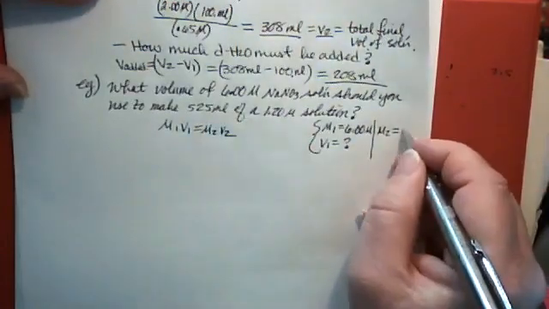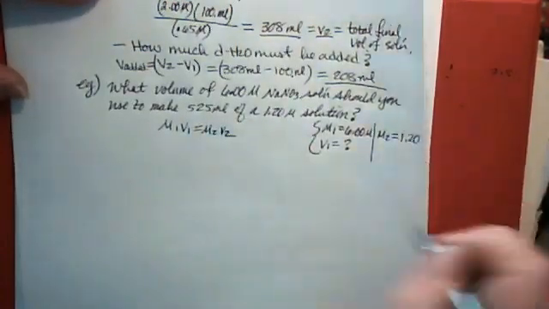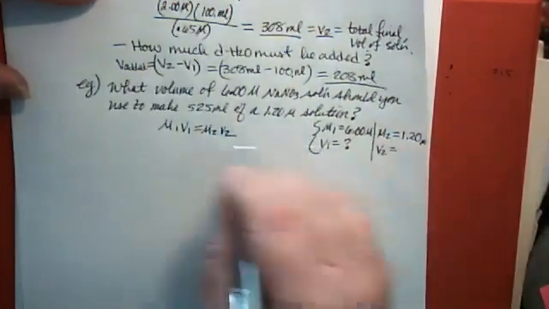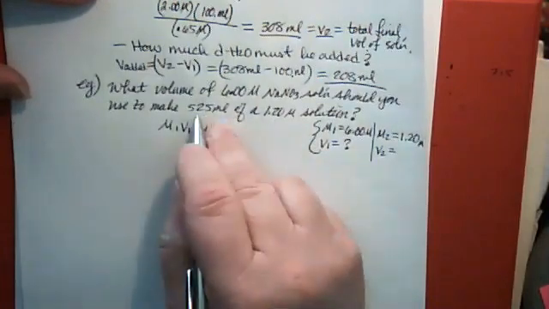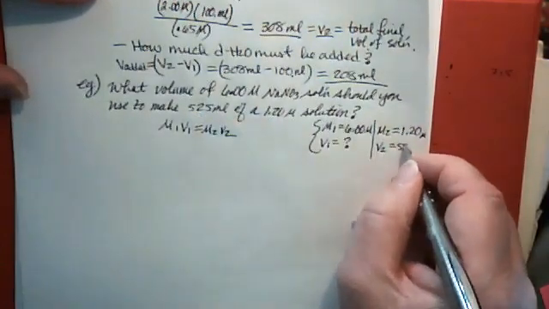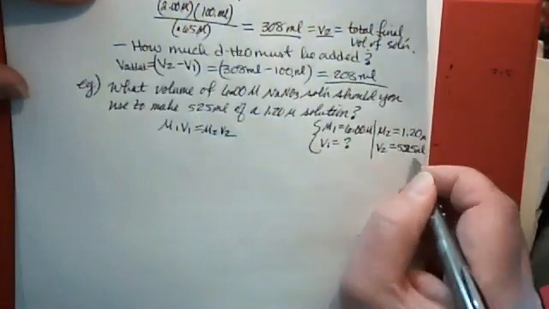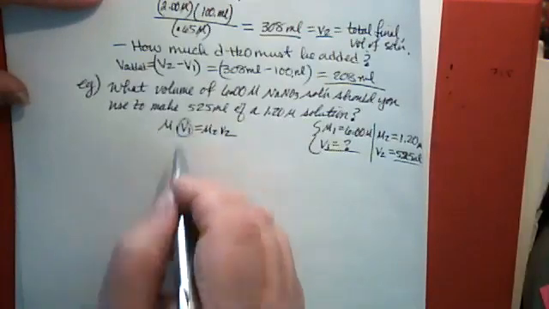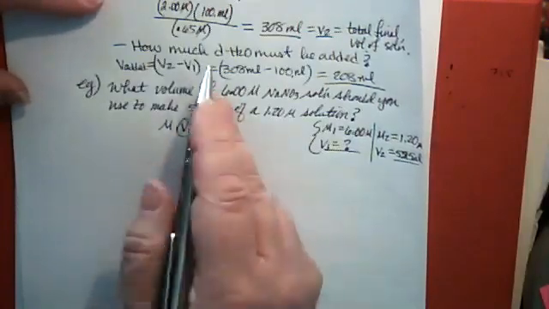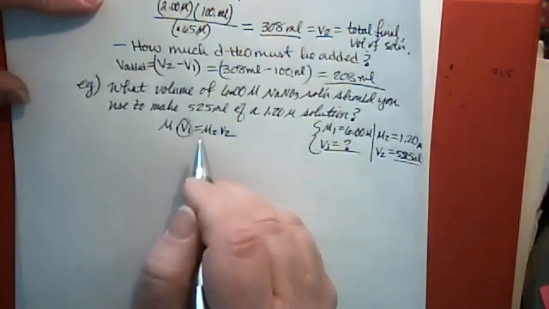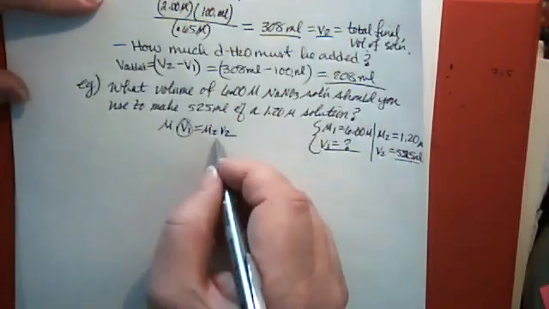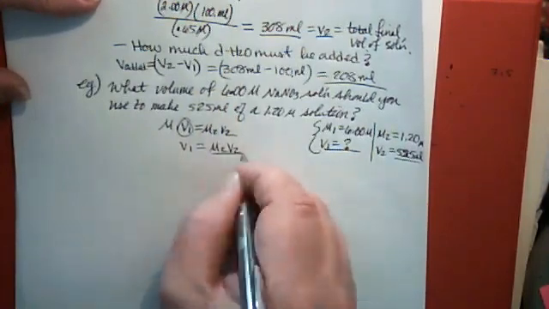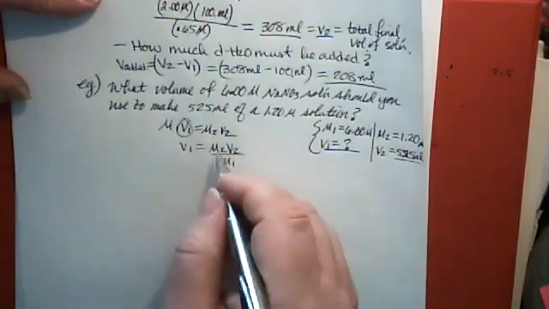M2 is the target molarity. That's 1.20 molar. And V2 is the volume of that solution, which is 525 milliliters. All right, so this time we're solving for V1. We do it pretty much the same way we did in the last example, except it's M1 that has to go on the bottom of the other side now. V1 is M2 V2 over M1.